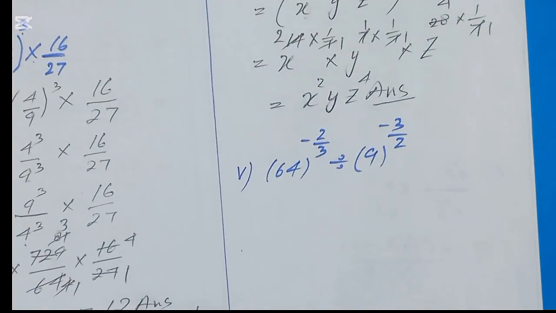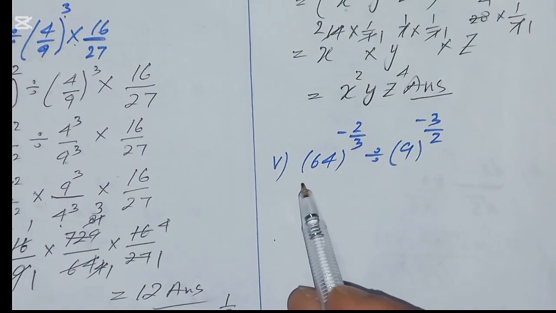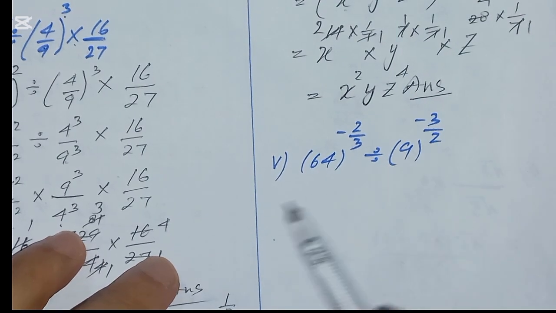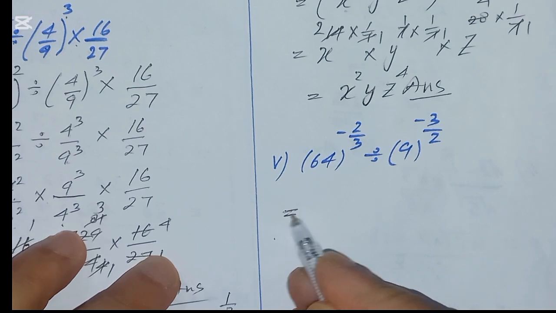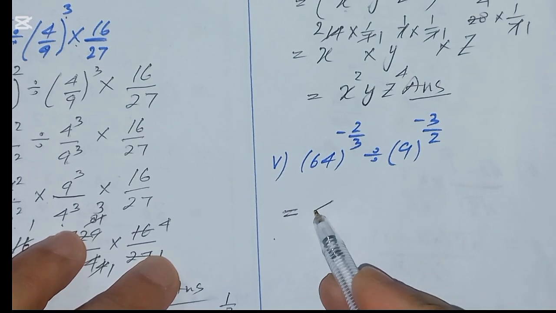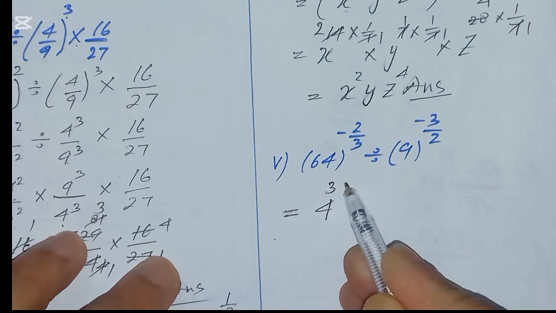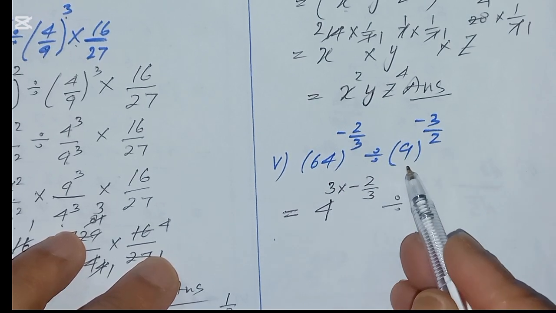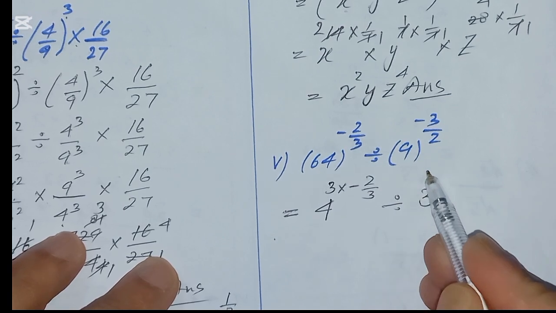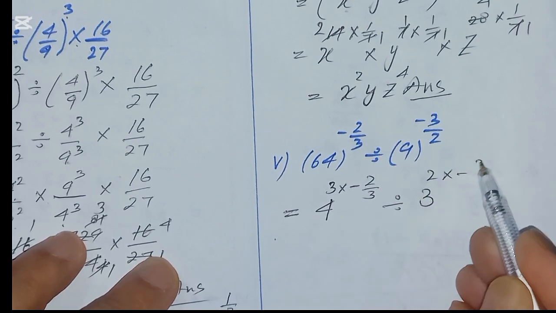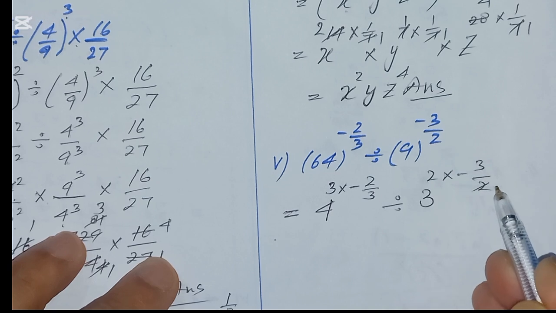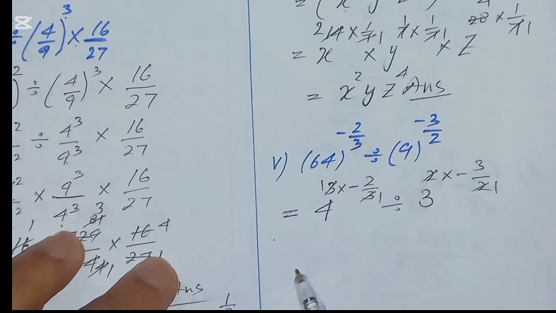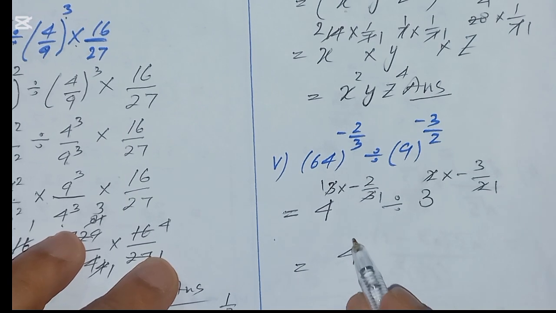The next part is part number 5. 64 power minus 2 by 3 divided by 9 power minus 3 by 2. We know that 64 is the cube of 4, so it can be written as 4 power 3 multiply minus 2 by 3, divided by, and 9 is a square of 3, so 3 power 2 multiply minus 3 by 2. So 2 cancels with this 2, and 3 ones are 3 and 3 ones are 3. So now we have 4 power minus 2.